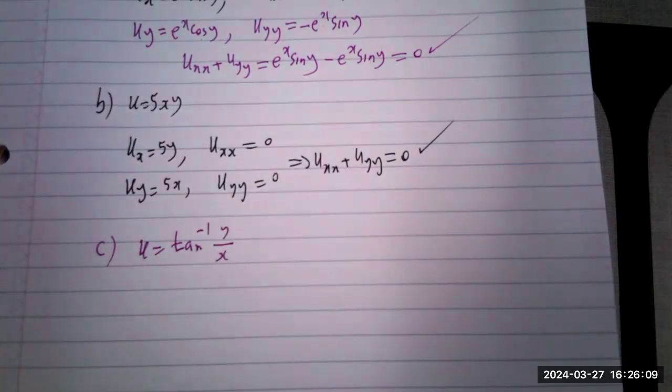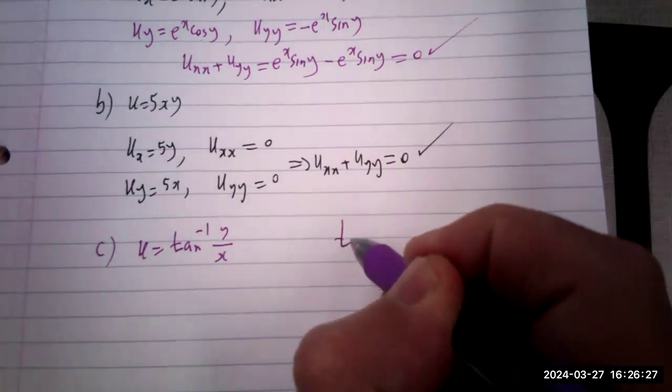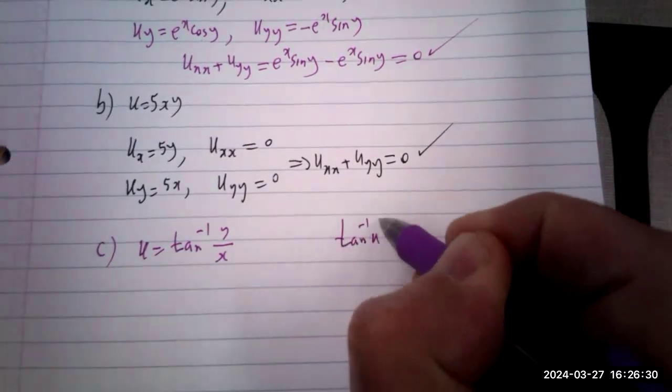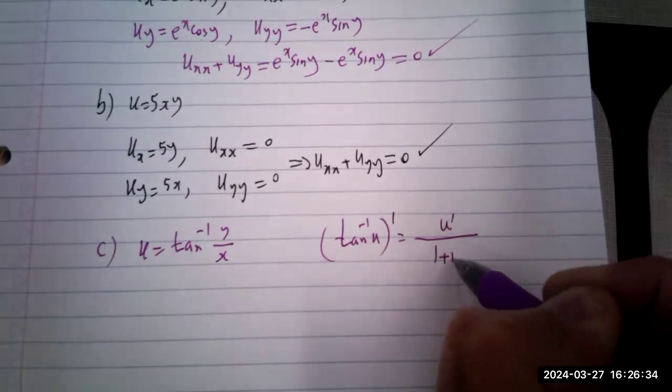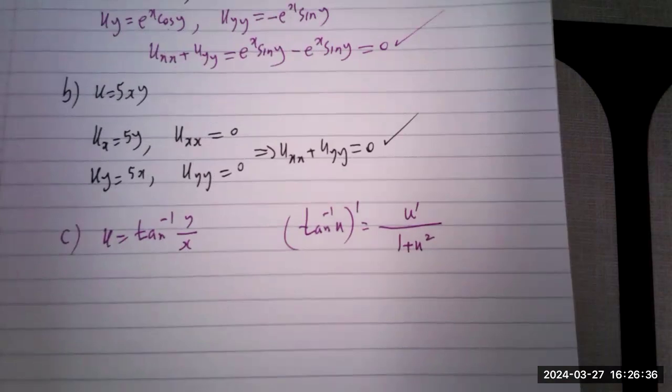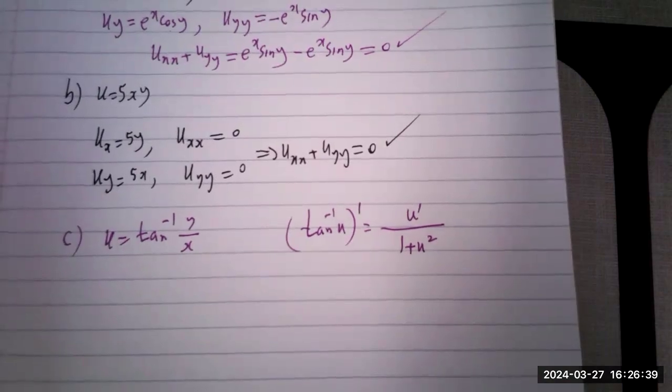Tan inverse of y over x. We want to prove that this is a harmonic function. Remember the derivative of the tan inverse of x is 1 over 1 plus x squared. If it's going to be u, it's going to be u prime over 1 plus u squared. Just to remind you that the derivative of the tan inverse of u, for example, is u prime over 1 plus u squared.